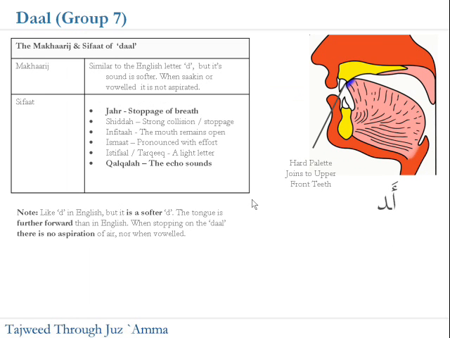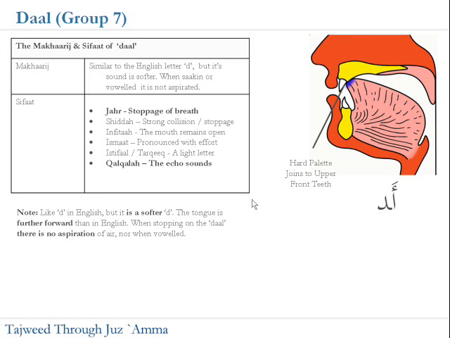The next one we've got is the dal. It's similar to the English letter D, but it's softer. In English you say dad, and the tongue is slightly back from the front teeth. But when you say the da, the tip of the tongue is actually where the top of the teeth touch the gums, and it's a softer sound.